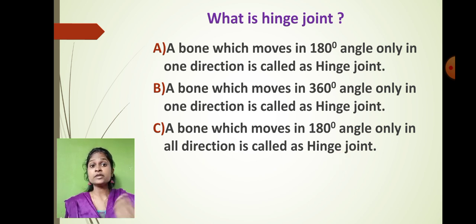So student, what I told you regarding the hinge joint is that it moves in 180 degree. So there are two options which are related to the 180 degree. See, option A says it moves in only one direction. Option C says that it moves in all direction. Okay, so I told you that hinge joint moves in only one direction, not in all direction. So out of option A and option C, which will be the right option? Option A. Is that clear? So if you feel that option A is right, then you will have to click on the A option. Is that clear? So I hope students, I am clear with the paper pattern as well over here.